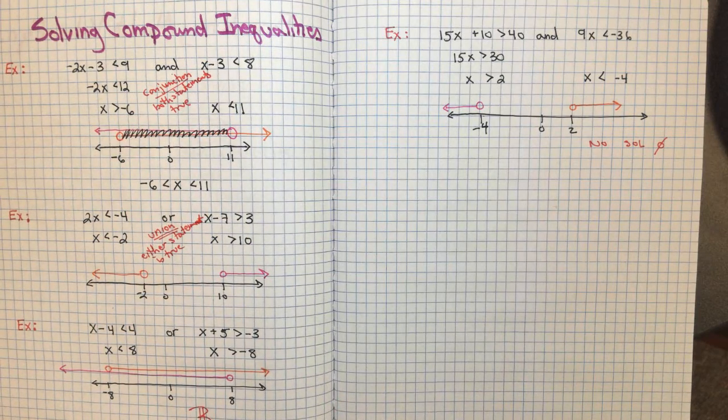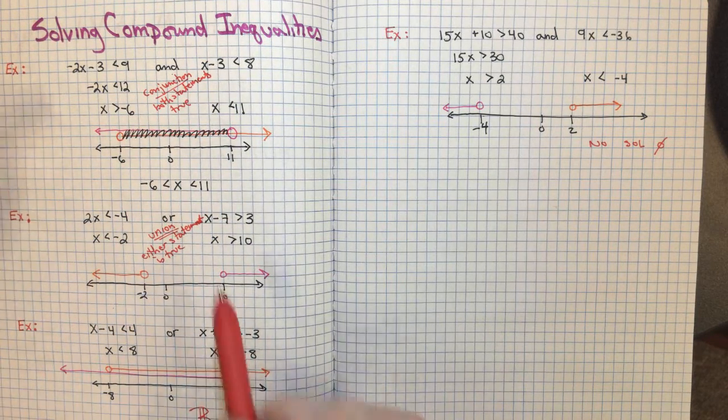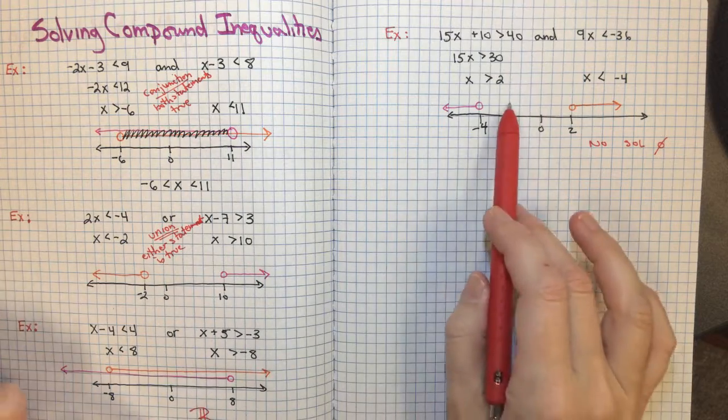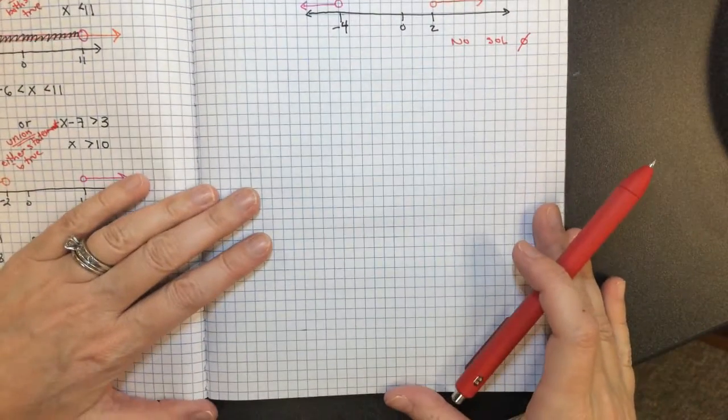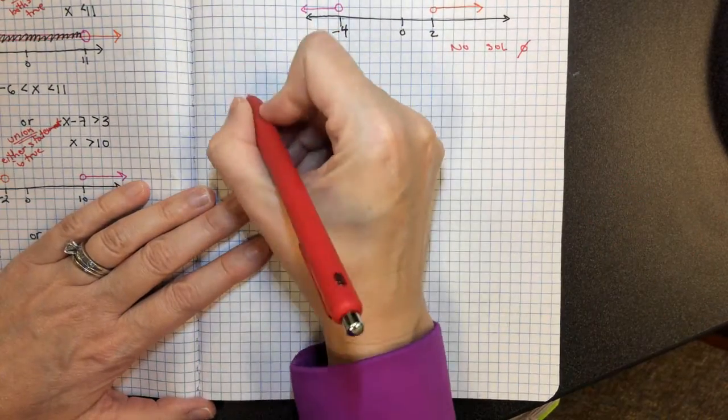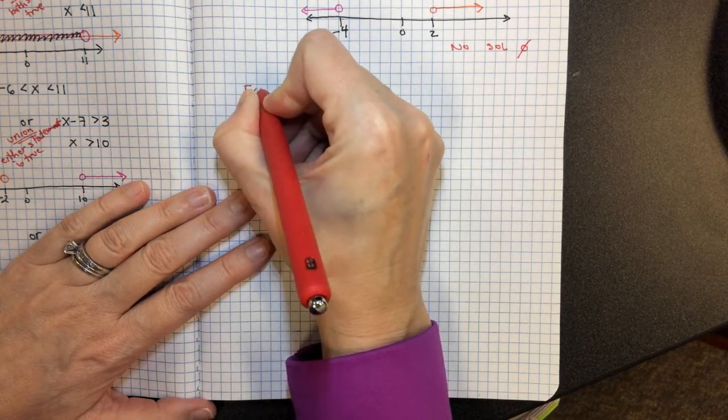All right, we're going to continue on with solving compound inequalities. We've already covered examples 1 through 4 in video number 1, and we're going to finish with our last two. So we have example number 5.